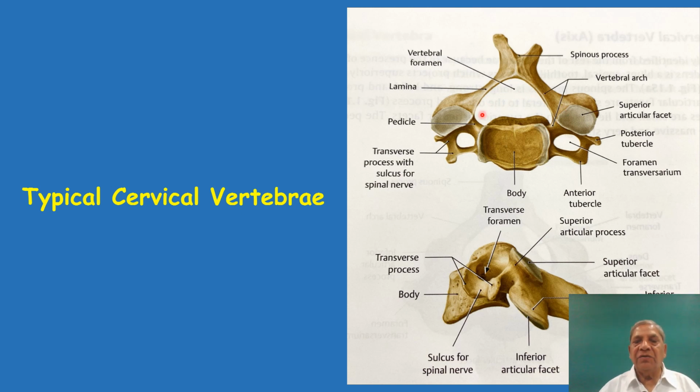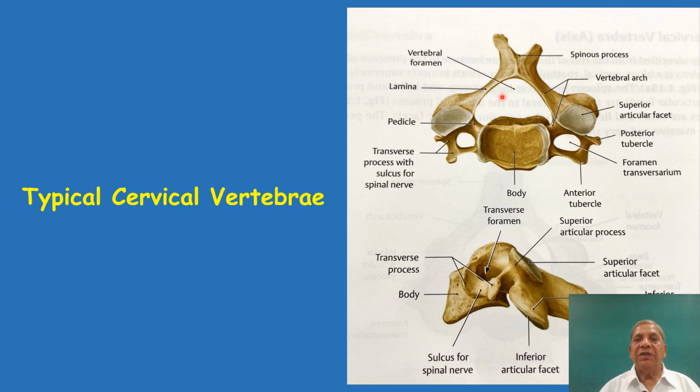arch, and the neural arch has 2 major components or parts: pedicle, where the pointer is, this is the pedicle, and then lamina, here posteriorly or posterolaterally is the lamina. The pedicle, body and lamina enclose a foramen which is called the vertebral foramen, okay, vertebral foramen.